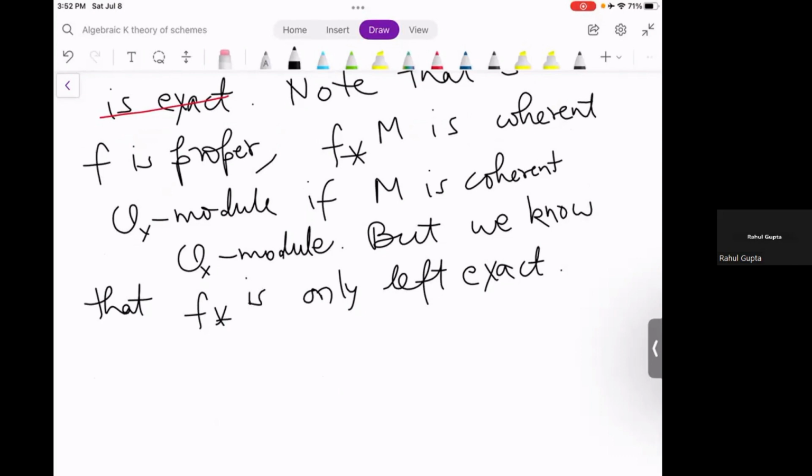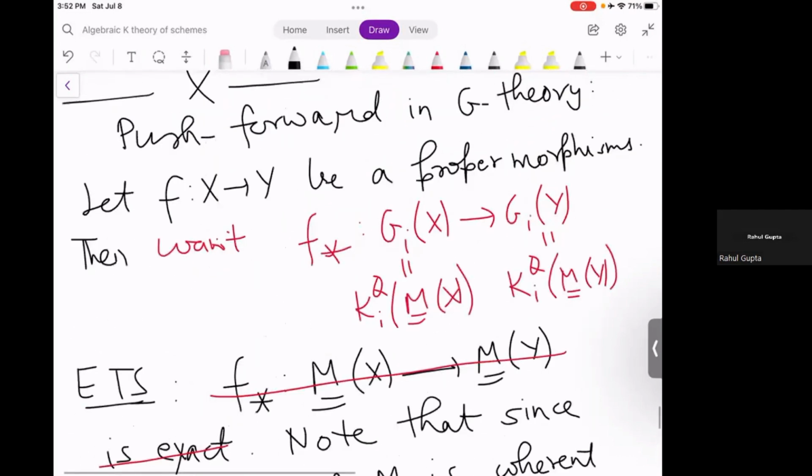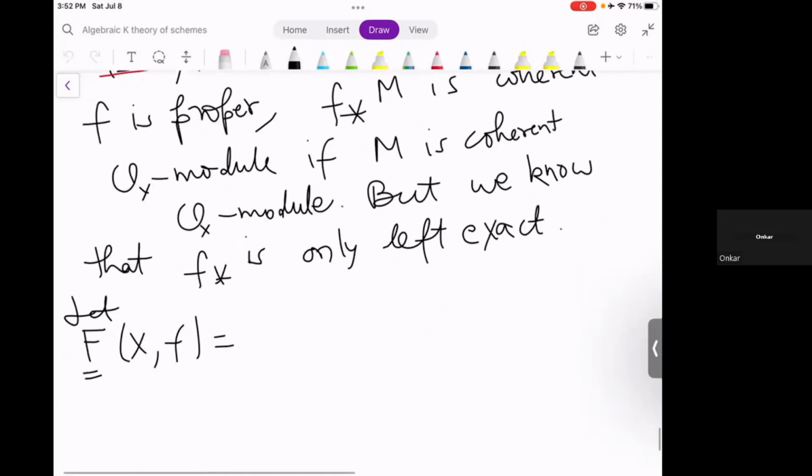What we do is that we take a subcategory where it is exact. So the notation for that is, let f: X → Y. To start with, f was a proper morphism, right? So okay, we start with a proper morphism. When we're taking push forward, we're taking proper. Okay, but the point is it's not exact here.